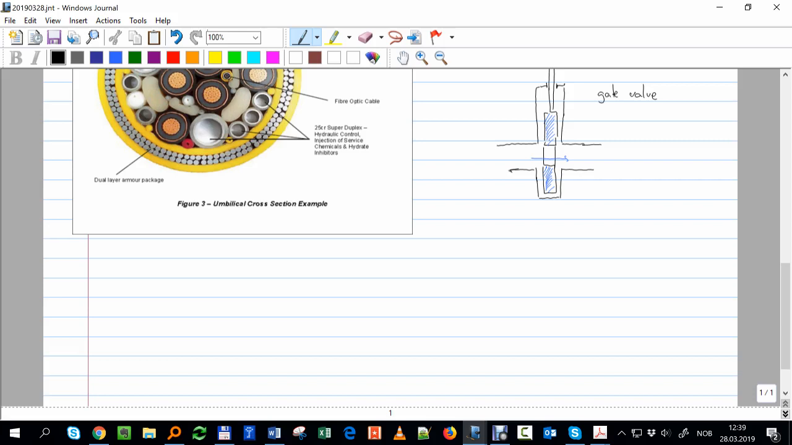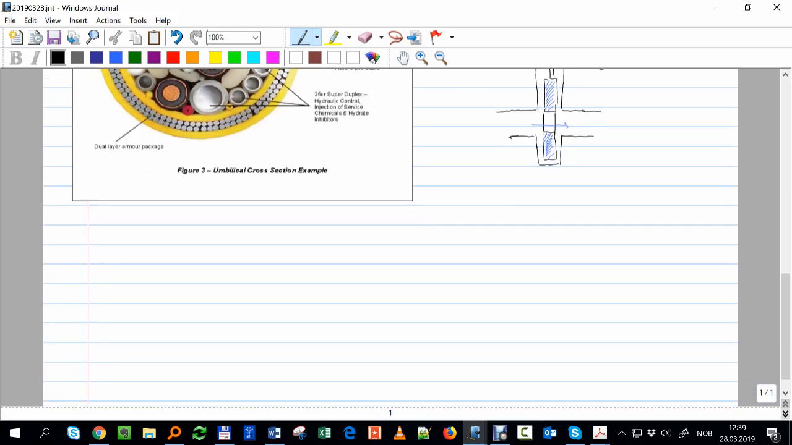And depending on the architecture of the production system, how many architectures do we have in the subsea production system?